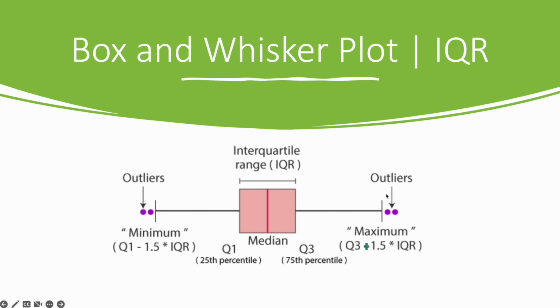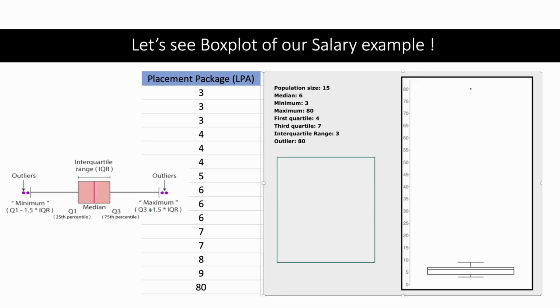value. Any value which is lying above Q3 plus 1.5 IQR should be treated as an outlier. Any value which is lying below Q1 minus 1.5 IQR should be treated as an outlier. Okay, so this is how through the box and whisker plot and through the IQR mechanism we try to identify outliers. Okay, clear? Now let's see it with our example.